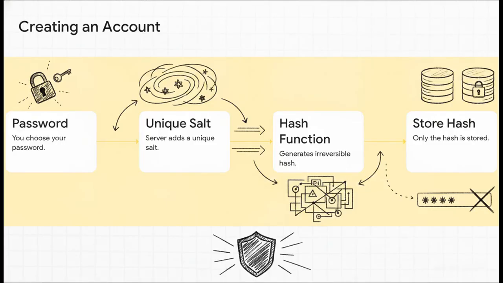So let's look at the chronological journey of creating a brand new account, just to make sure we've got this. Step 1, you choose your password. Step 2, the server immediately generates and adds that unique salt to your password. Step 3, it runs that combination through the cryptographic hash function to generate your irreversible hash. And finally, step 4, it stores only the hash and the salt in the database. Your original password is completely wiped from the server's memory. This incredibly simple yet elegant design choice is exactly what protects millions of users' credentials every single day.